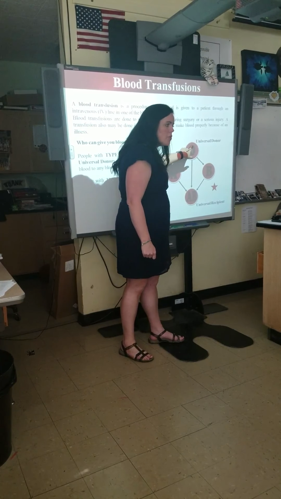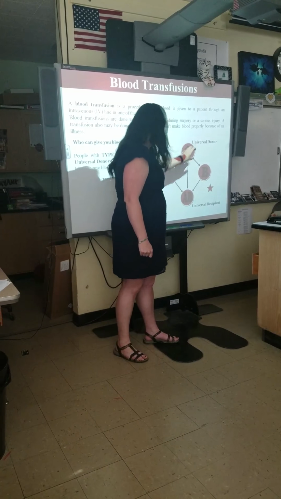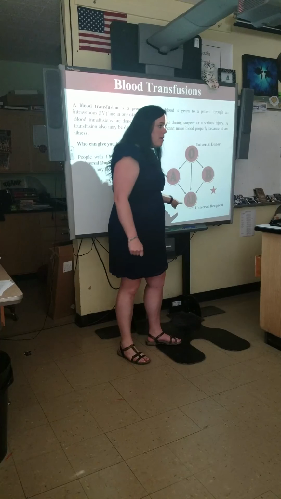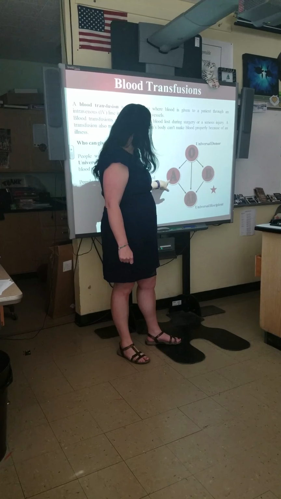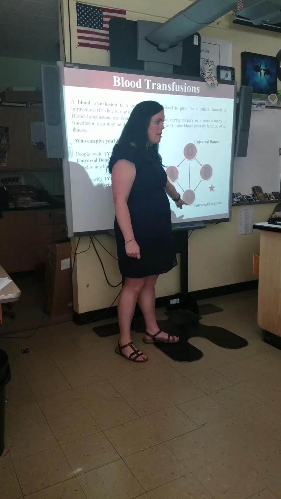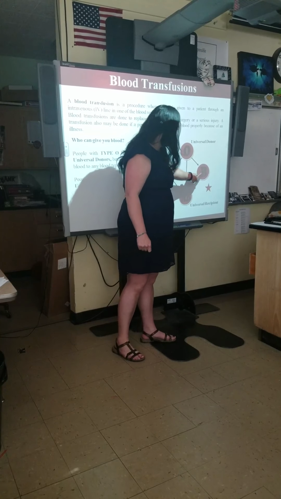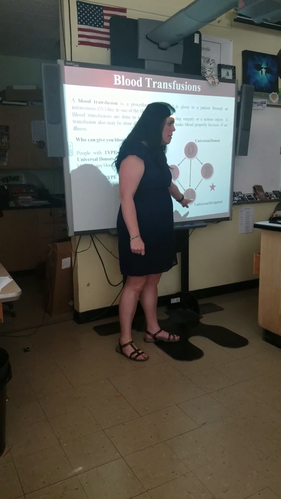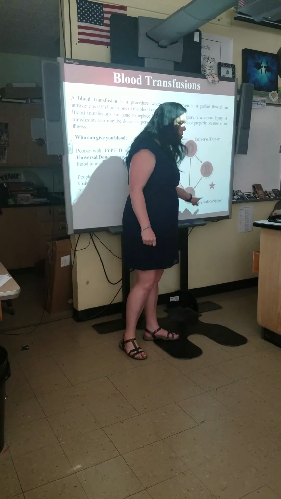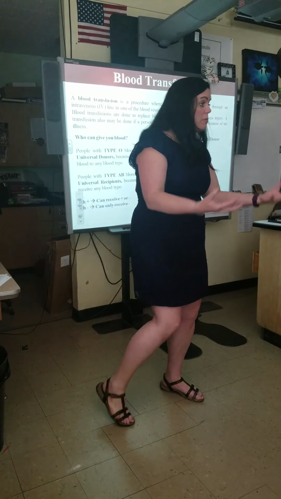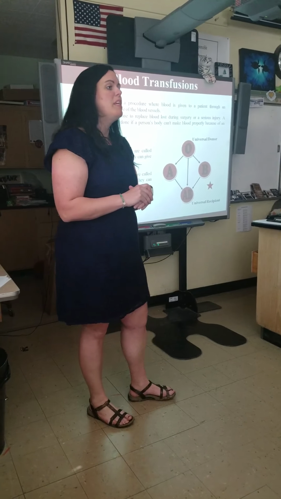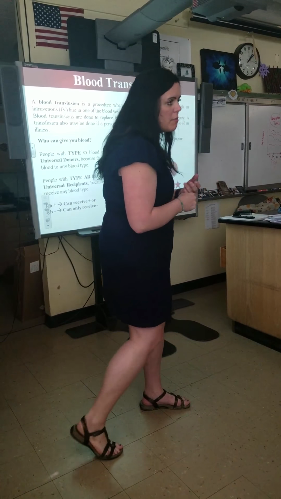Type O is the universal donor. It can donate to itself, A, B, and AB. Type A can donate to itself or AB. Type B can donate to itself or AB. And of course, AB is a universal recipient, meaning that it can receive any types of blood, right? Because it doesn't form any antibodies in the plasma.